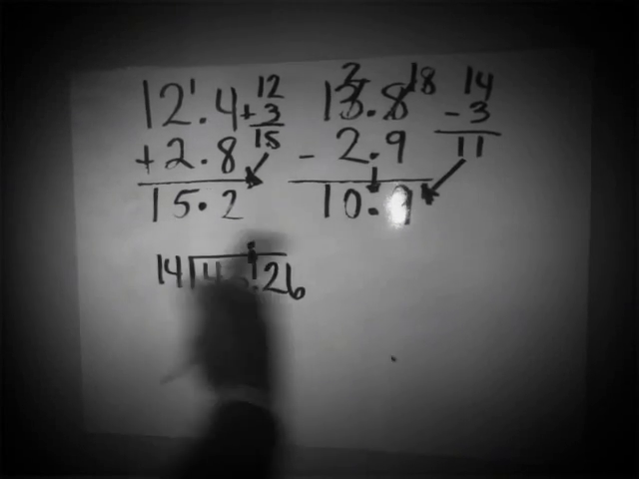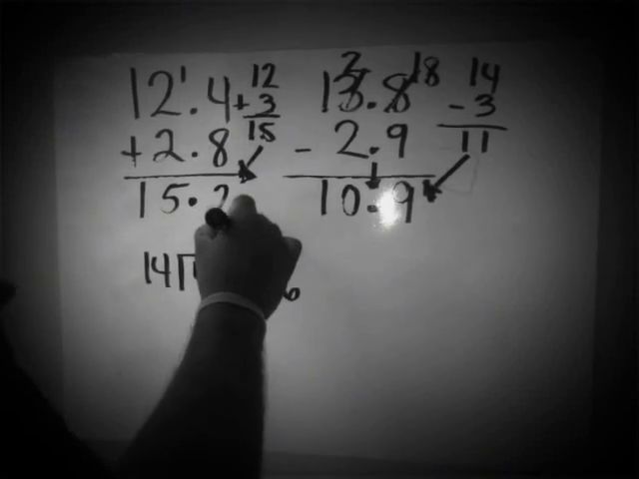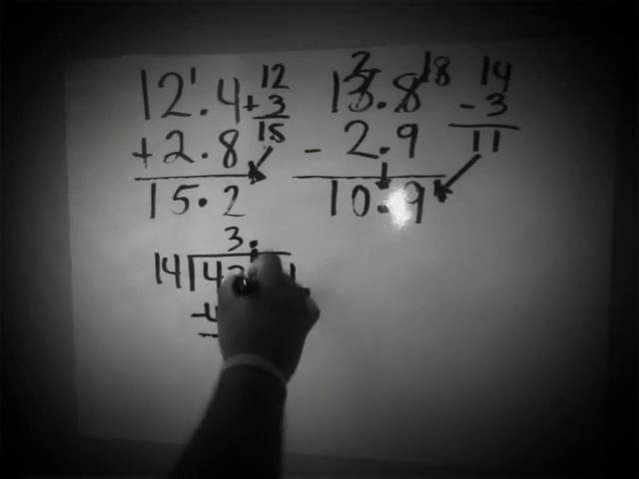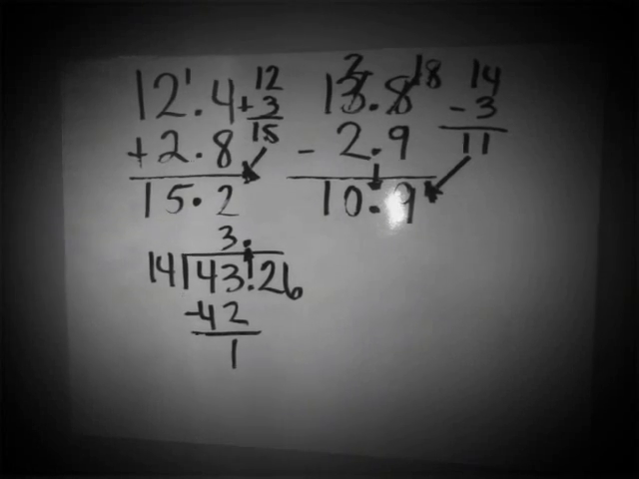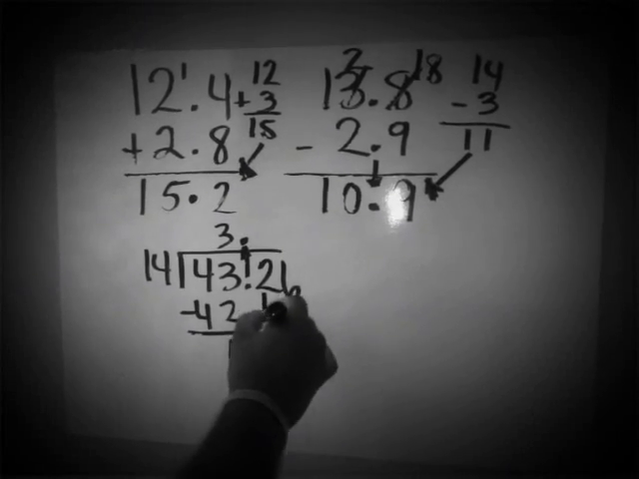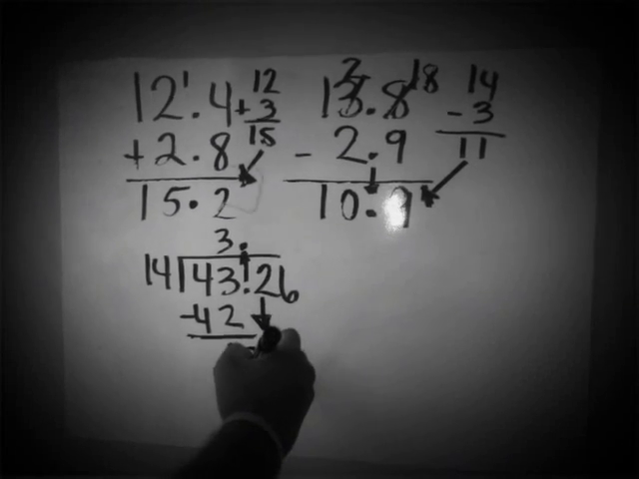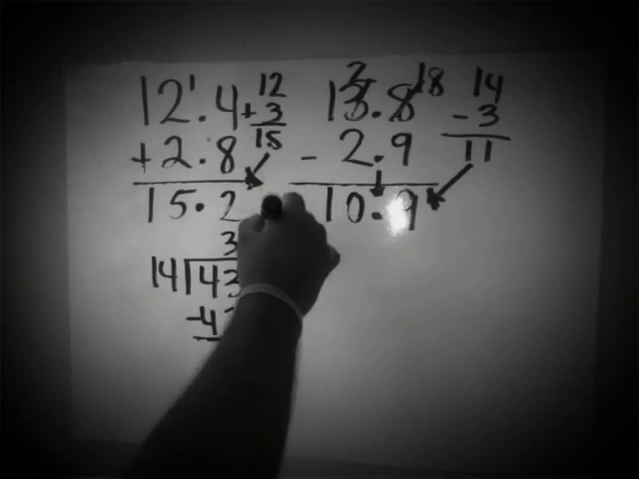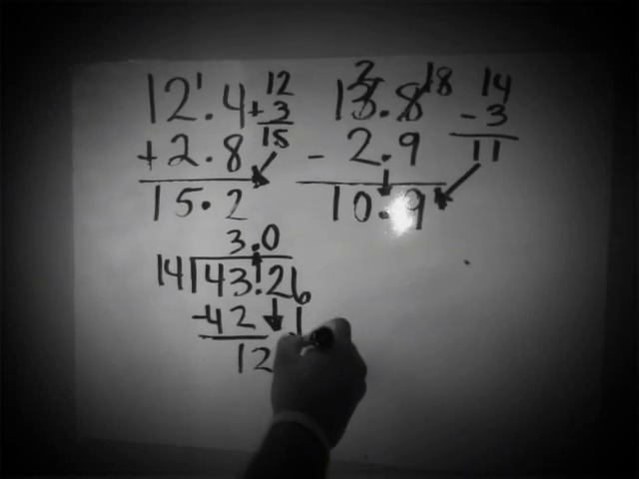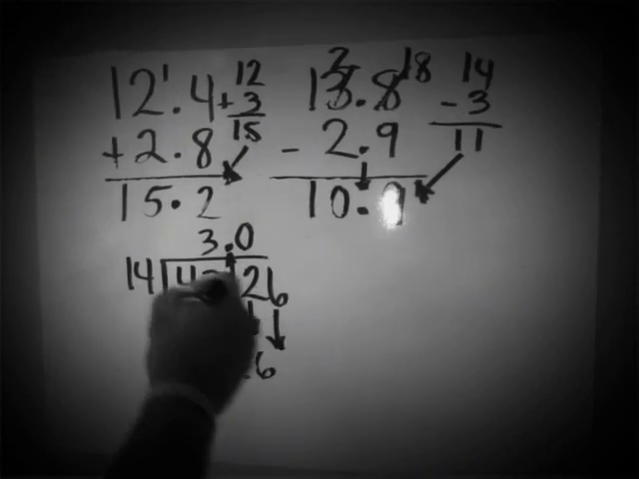Now you can go ahead and divide as you normally would. 14 goes into 43 3 times with a difference of 42. You would subtract this, you're going to get 1. 14 cannot go into 1, therefore you bring down the 2. 14 still can't go into 12, therefore you now need to annex a 0 in your quotient, again, which is your answer. Then when you bring down the 6, 14 can go into 126 9 times.